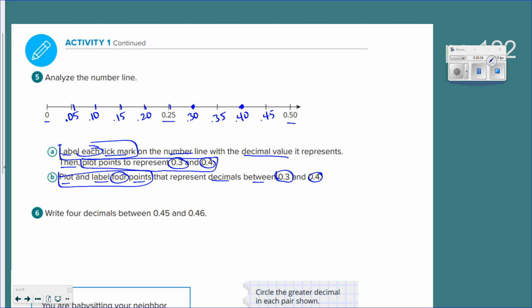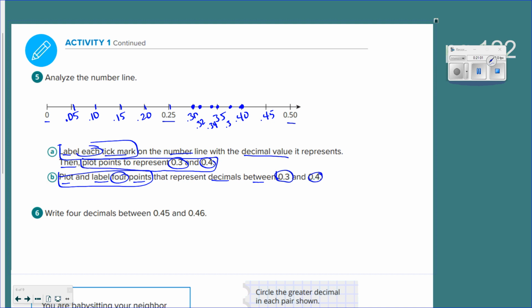It's already written. I still need 3 more though, right? So now what can I do? Well, I could do 3,200. Oops, getting ahead of myself. 3,200. I could do 3,400. I could do 3,800. Is that 4?